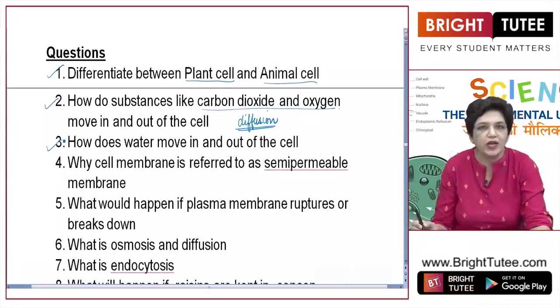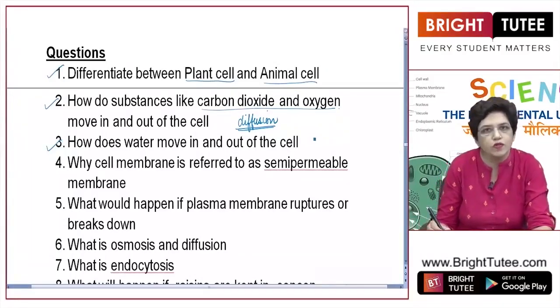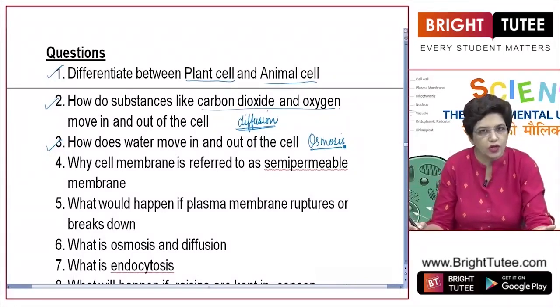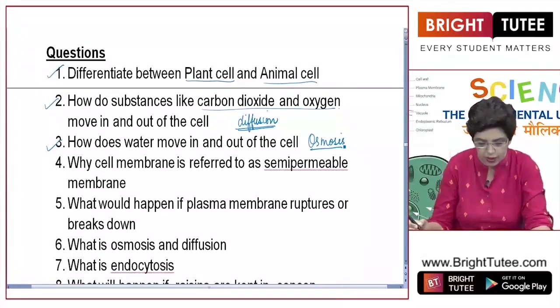How does water move in and out of the cell? Water moves in and out of the cell by the process of osmosis, which we just discussed in detail. Water moves from higher water concentration to low water concentration through the semi-permeable membrane, that is the cell membrane.